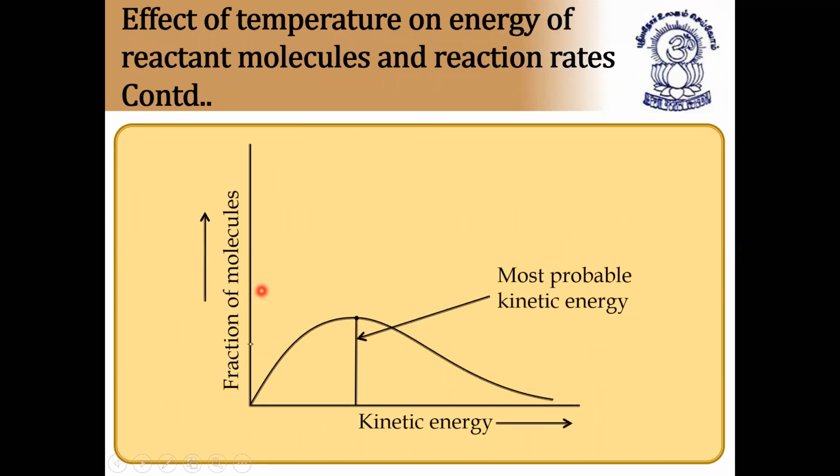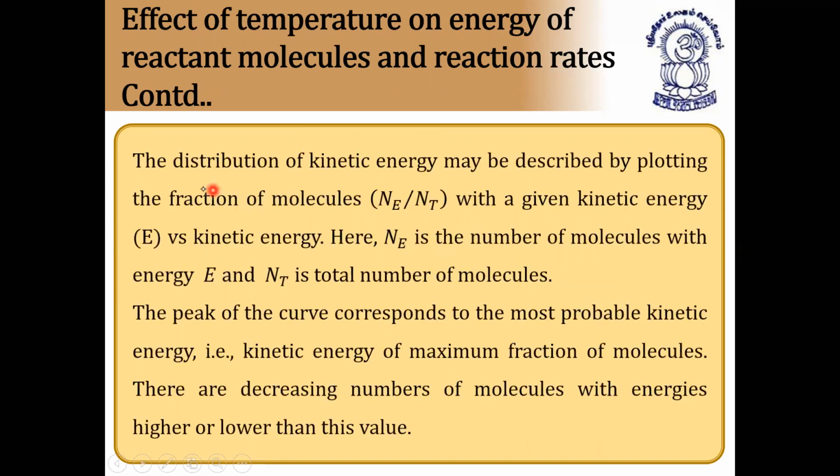So this is the graph, and these are the number of molecules which are reaching threshold energy, the fraction of molecules having that kinetic energy. Next, the distribution of kinetic energy may be described by plotting the fraction of molecules Na by Nt, where Na is the number of molecules having energy of activation and Nt is the number of molecules at temperature T, with a given kinetic energy versus kinetic energy.